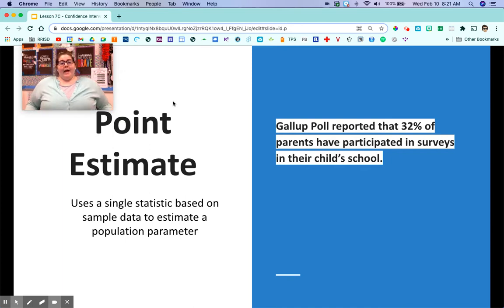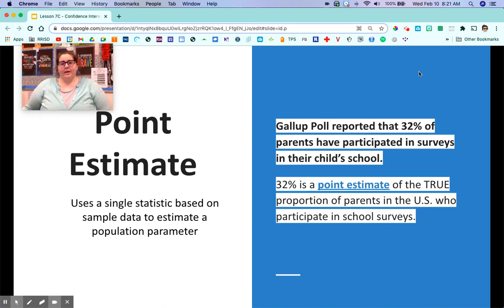So, for example, a Gallup poll reported that 32% of parents have participated in surveys in their child's school. So, that 32% is a point estimate that's trying to infer the true proportion of parents in the US who participate in school surveys.